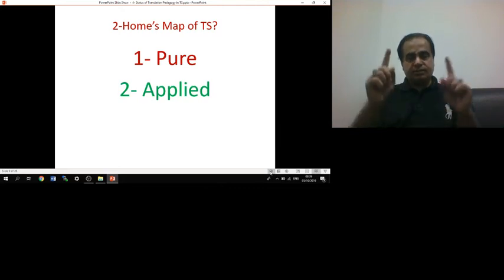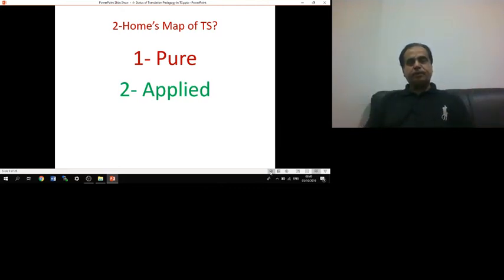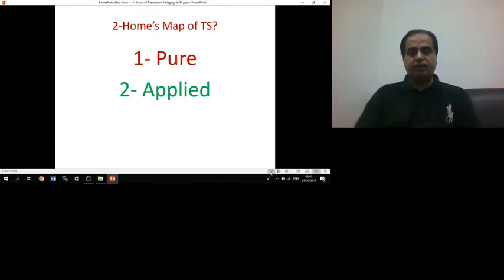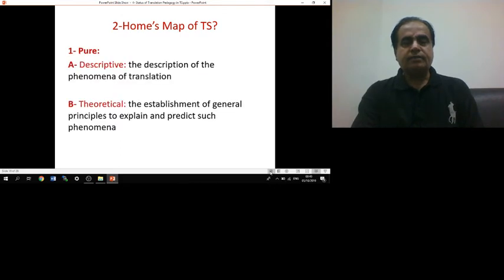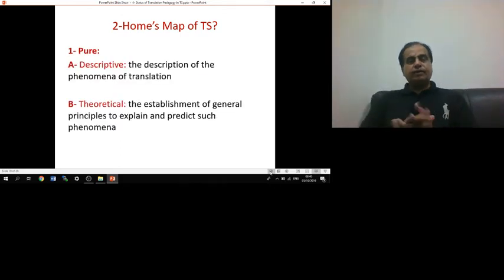So this is the first division, as we have seen in the map. Number 1 is pure on the left, and number 2 applied on the right side. So we can forget the number 2 applied for the time being, as I said earlier, and we can start with the pure. So pure is again divided into two things, as you have seen in the map. Number one is descriptive. This is on the right side, and number two is theoretical. This is on the left side. So we are going to start with the descriptive, and then we shall shift to theoretical.